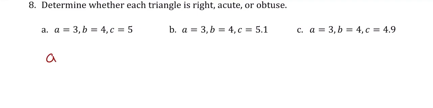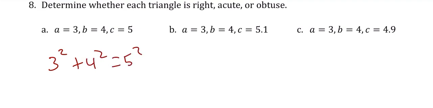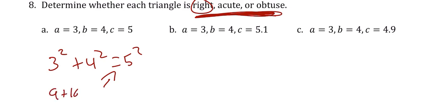So we have a, b, and c. We're going to say a squared plus b squared equals c squared, which we know. 3 squared plus 4 squared equals 5 squared. And the test to tell whether it's right, acute, or obtuse is by determining if the Pythagorean theorem set up here is true or not. If the Pythagorean theorem, when we set it up, is true, the triangle is a right triangle. And then we'll talk about the other scenarios for parts B and C. This one is going to be 9 plus 16 equals 25. That's true, and so this is a right triangle.